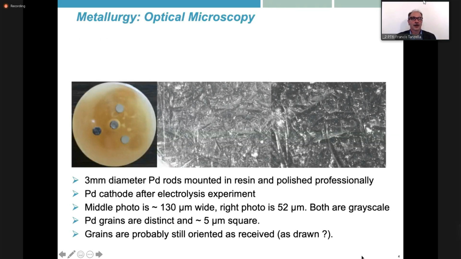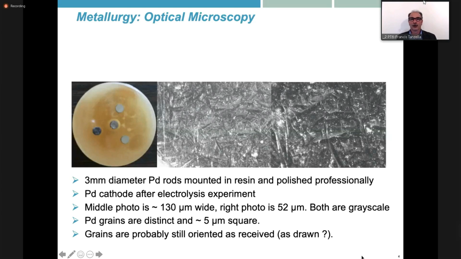Here we see professionally mounted and polished 3mm palladium cathode after a lithium deuteroxide electrolysis experiment from SRI. The palladium grains and grain boundaries can be seen in the 2 micrographs. The middle micrograph is about 130 microns wide, while the higher magnification one on the right is 52 microns wide.